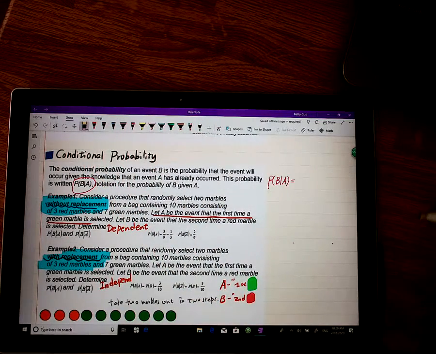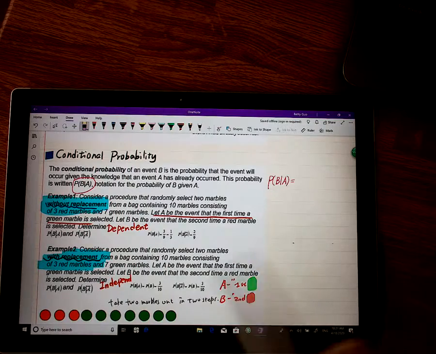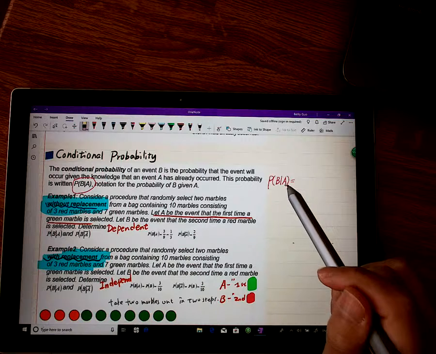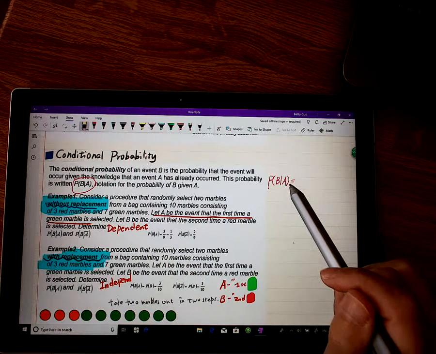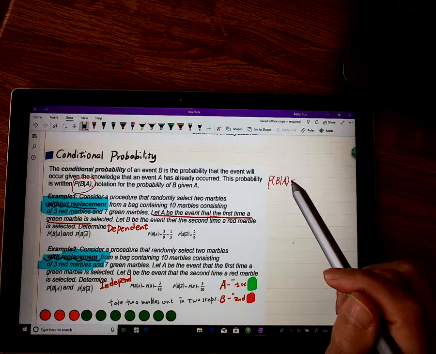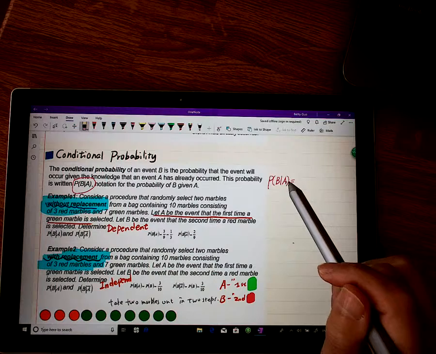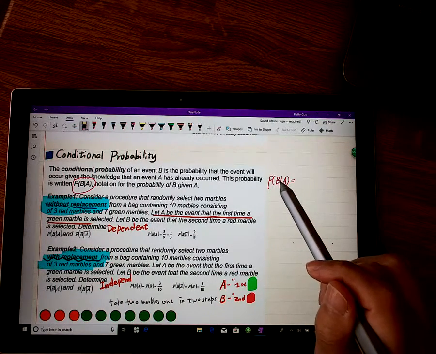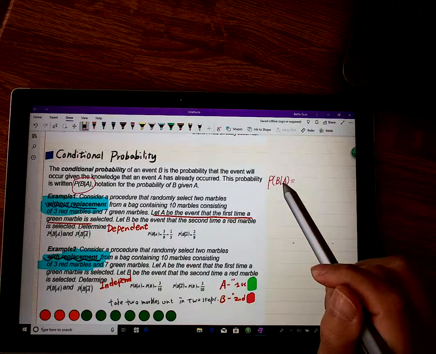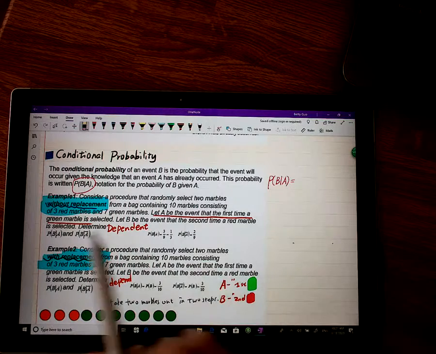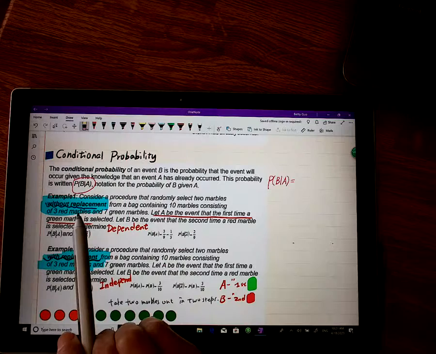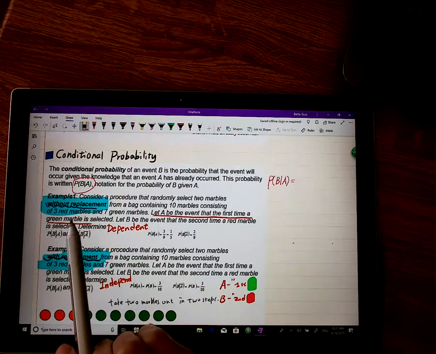Okay. How do we find the P of B given A? Let's consider, what does the notation mean? It means the first time, we know we got a green marble already. Under that condition, what is the probability that the second time I get a red marble? Because the experiment is without replacement, very important, without replacement.